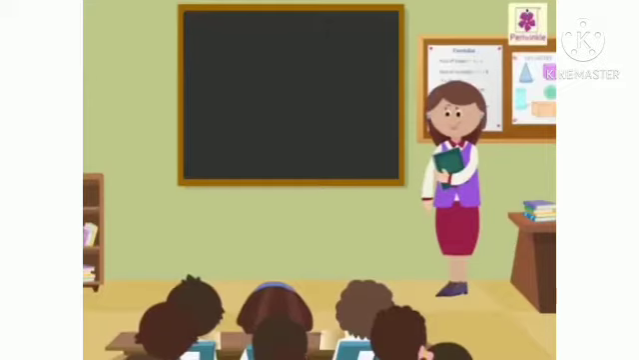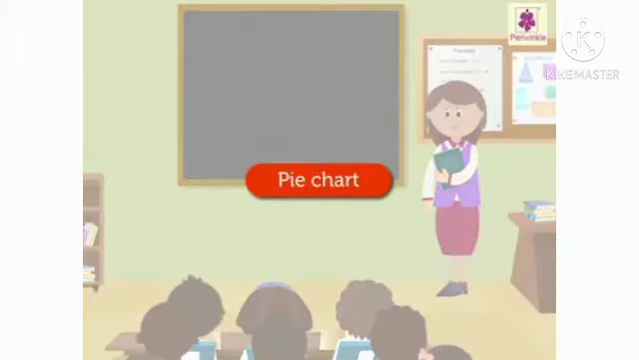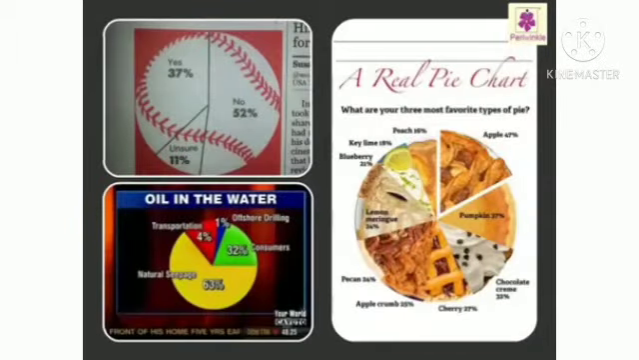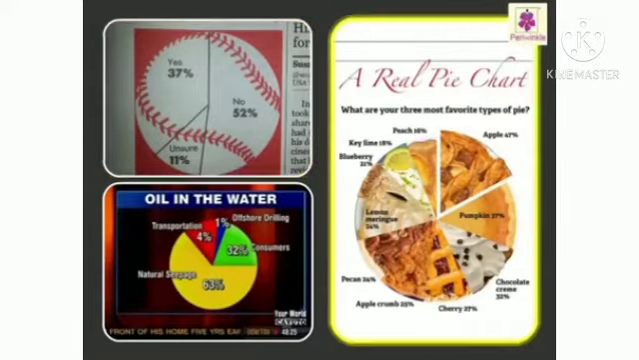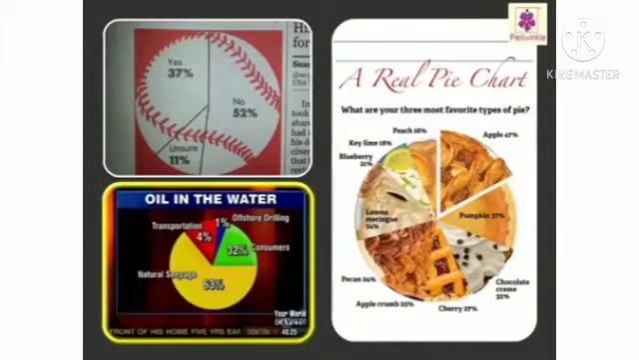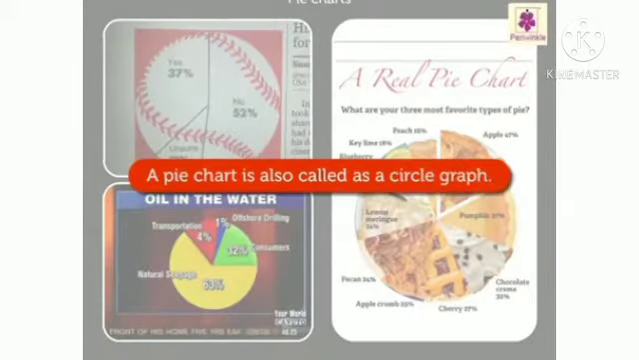Hello friends. Today, let us learn one more way of data representation called pie chart. Let us begin. Many a times, you all must have come across data represented in circular form in newspapers, magazines, or on the television. These are called as pie charts. A pie chart is also called as a circle graph.